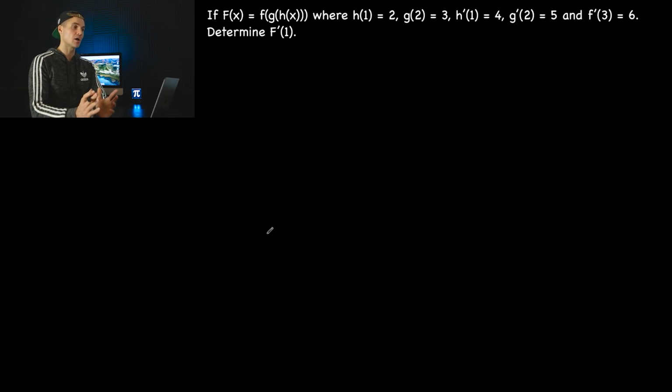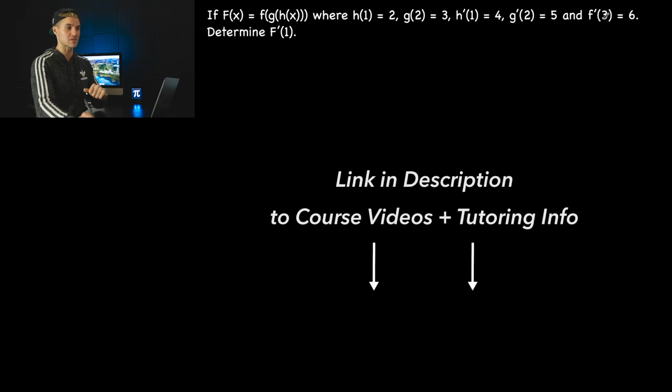Patrick here from All Things Mathematics, and moving on to the next example on the test, another thinking question dealing with chain rule. So here we are told if capital F of x is equal to f of g of h of x, right? So it's a composition of three functions here, f, g, and h, where h of 1 is 2, g of 2 is 3, h prime 1 is 4, and then g prime 2 is 5, and f prime 3 is 6. Well, we have to determine capital F prime of 1.